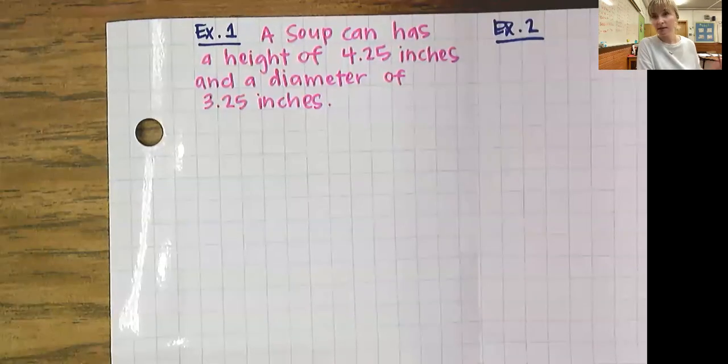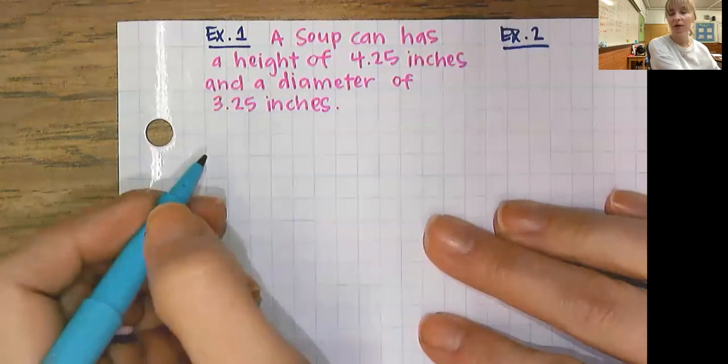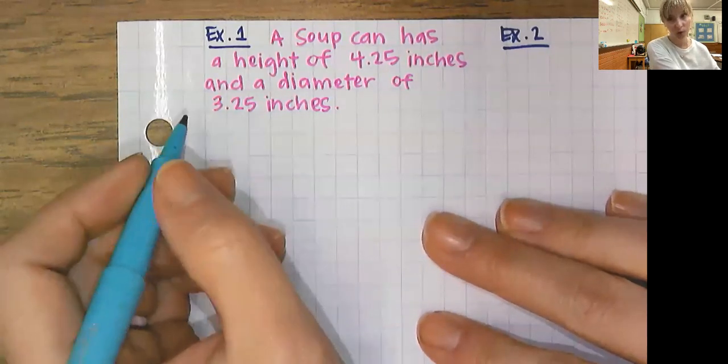Go ahead and pause and write this down so that future you knows what work you were doing and why. So example 1 says a soup can has a height of 4.25 inches and a diameter of 3.25 inches. I looked that up. That's real information. Standard Campbell's soup can. Can you picture it? If you're picturing it, can you also tell me what kind of figure it is? A cylinder, right? A soup can is a cylinder. Here is what I want to know. I want you to find the surface area of the soup can.